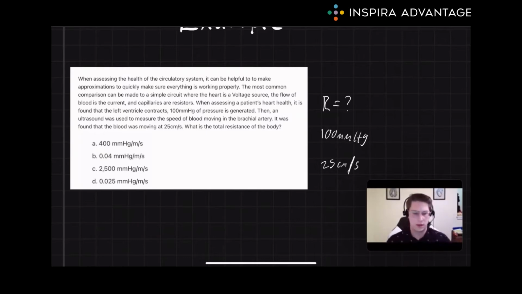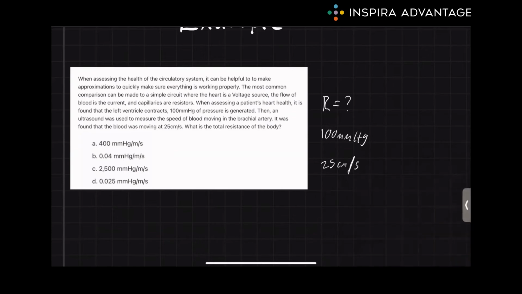Meters per second is velocity. And to avoid any math confusion later, I'm going to make this conversion now. So over here, we're already in millimeters of mercury. That's awesome. But centimeters per second is not meters per second. So I'm going to do a simple divide by 100 to get this into meters per second. This will give me 0.25 meters per second. Wonderful.